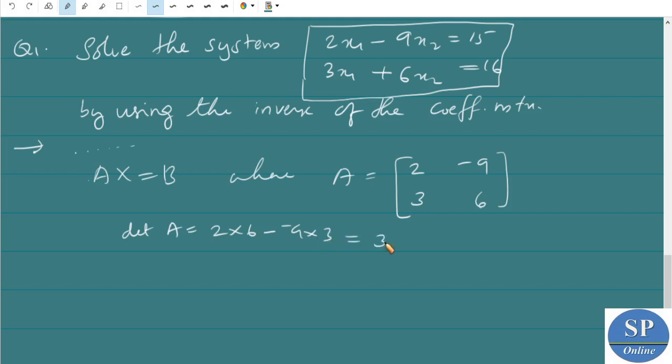This is nothing but 39, right? So the determinant of A is equal to this. Now the adjoint of A, this is A, the 2 by 2 matrix. So the adjoint of A is just interchange the diagonal elements, so 6 and 2, and change the sign of the off-diagonal elements. So it is 9, minus 3. So this is the adjoint of A.